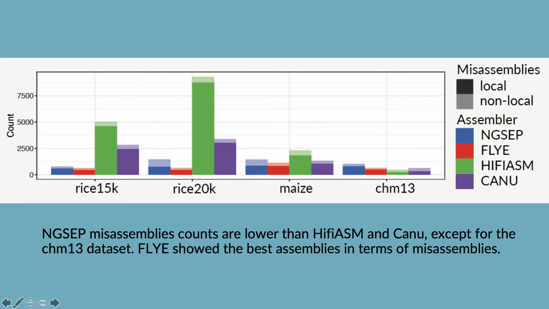The statistics on the number of misassemblies also indicate that our assembly has the second best precision for rice and maize datasets, and Flye showed the fewest misassemblies. Regarding efficiency, our algorithm takes 5 hours for the rice sample and 19 hours for the CHM13 with 32 CPUs.